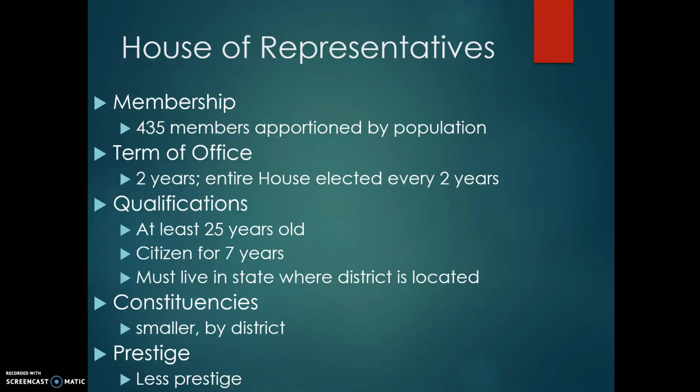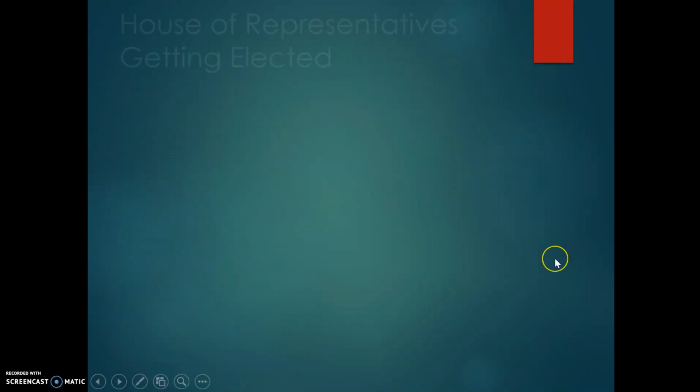Constituencies are smaller. The idea is to have more of a direct line between the citizens in the electorate and the people who are representing them. So it is supposed to serve as more of a direct line between the federal government and the citizens of the United States. It is considered to be less prestigious in the realm of the federal government. It's a little bit lower as far as status because they're up for re-election so often. And the Senate is considered to be the upper house. So you've got a lower house and an upper house. The House of Representatives would be that lower house.